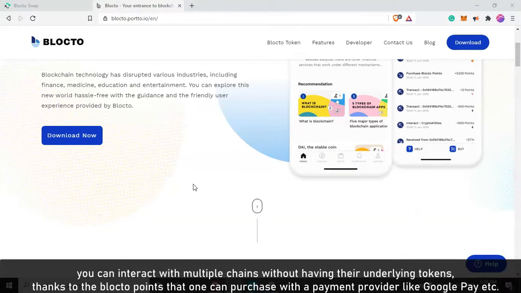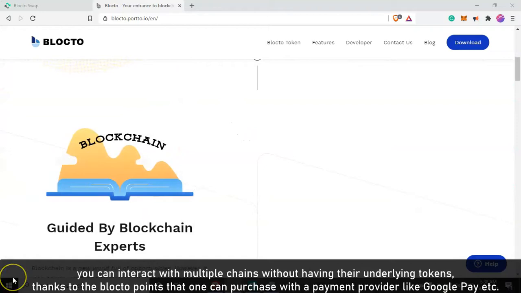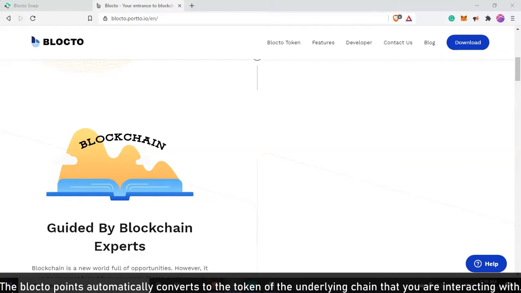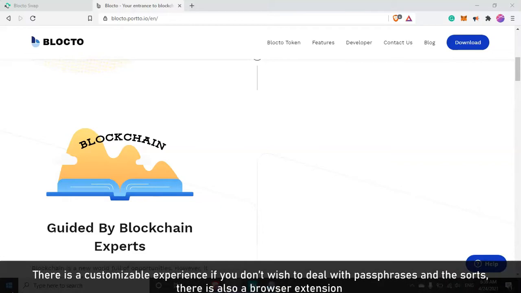You can interact with multiple chains, so there are fusion kinds of applications without actually having the network token. This is made possible by using the Blocto Point. With the Blocto Point, you can easily buy it with something like Google Pay or any payment provider, and then it will be automatically converted on your behalf. So you don't need to have the network token. And then there's a customizable experience if you don't want to deal with passphrases. There is a browser extension, and it supports many blockchains and the rest of them.